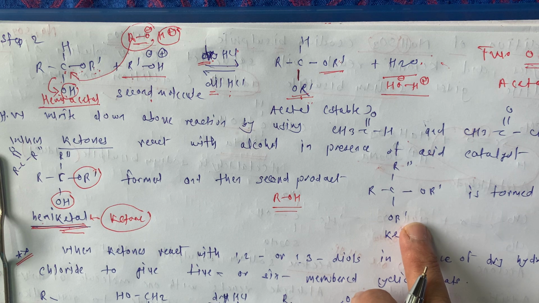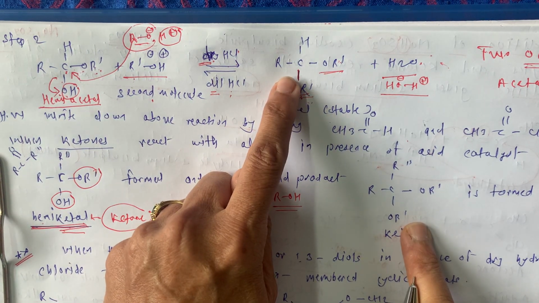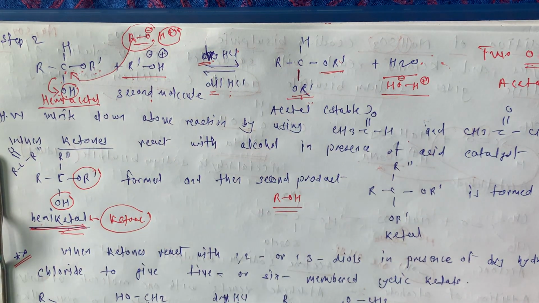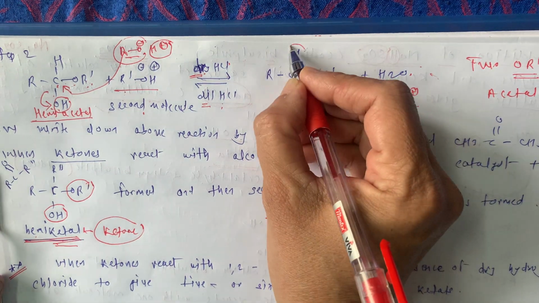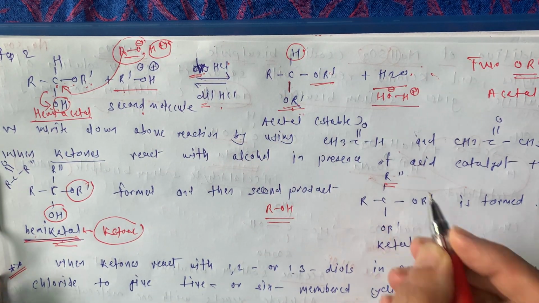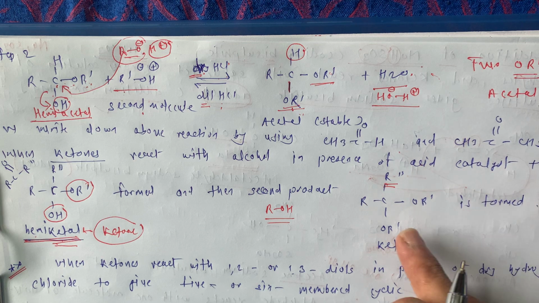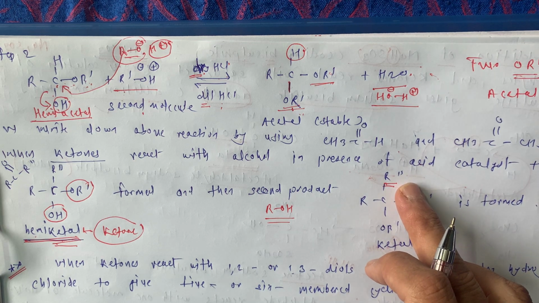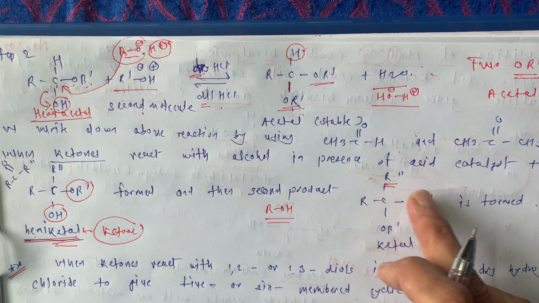Then we get this second product. Just like this, we get here the second product. Okay, and what is the difference between these? Only this H is replaced with R double dash. To understand, I mention it as R double dash. To remember, these three are the alkyl groups.